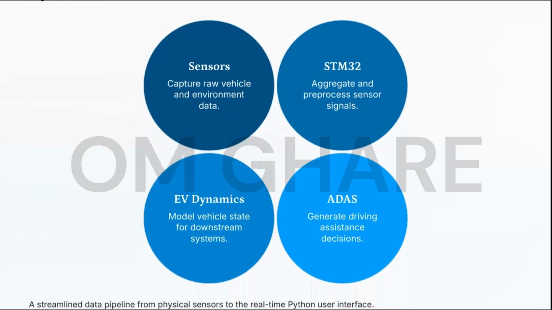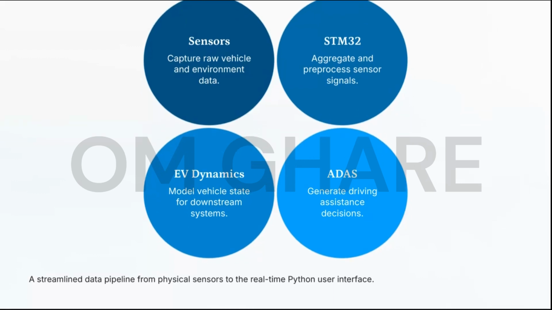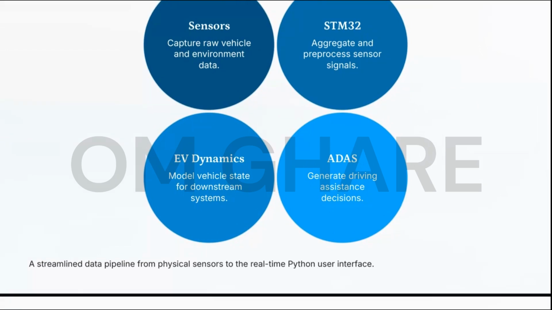Next comes the ADAS engine, which analyzes the ultrasonic sensor readings to detect nearby obstacles, calculate collision risk, and generate safety alerts. Finally, the process data is transmitted to the Python dashboard where all the information is displayed through gauges, indicators, and warning messages. Although this is a simplified prototype, the architecture closely follows the layered design philosophy that is used in real automotive embedded systems.